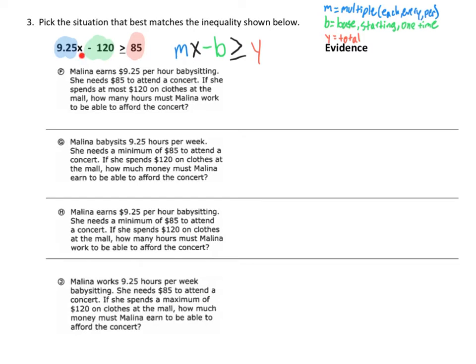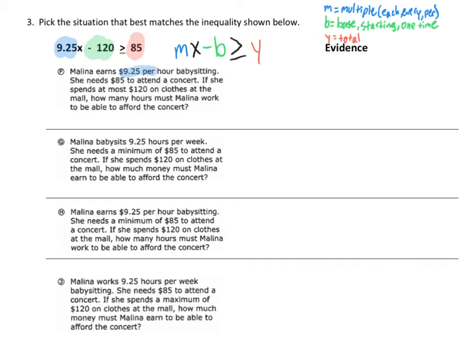Notice the X and the greater than or less than are the things that don't really change. So now we need to go through each one of these answer choices and color code it and see if it matches our equation. That's what this evidence spot over here is for. So the first one, F, says Melina earns $9.25 per hour. Okay, that right there, the per, should tell you that's our multiple time. It's each, every, per. It's $9.25 per hour.